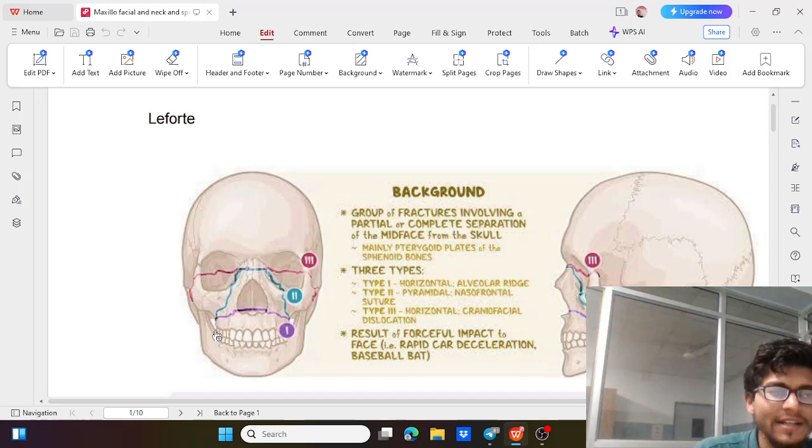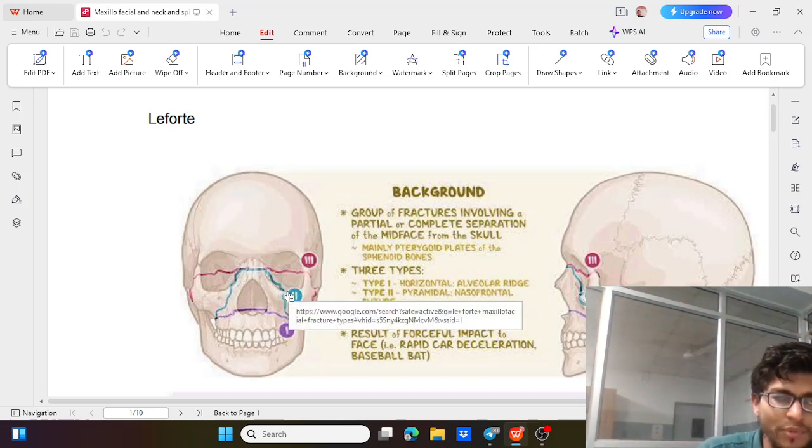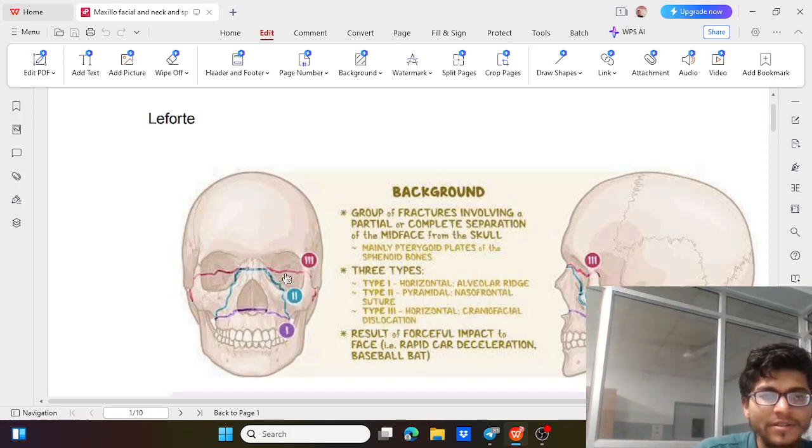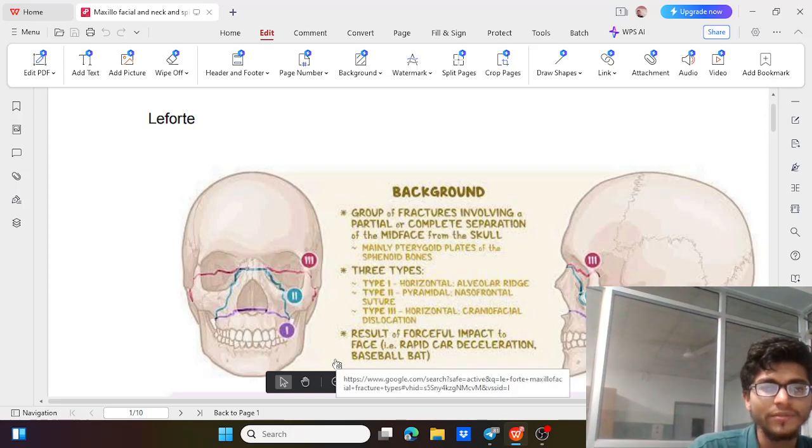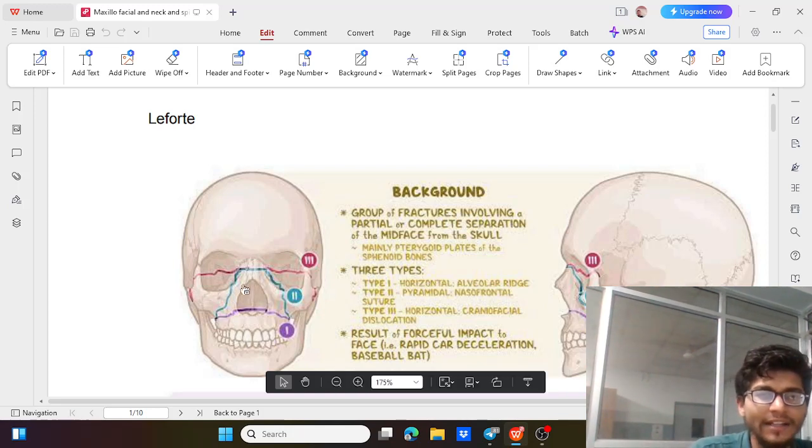So Le Fort 1 is the lower one, as we can see in the diagram. It is horizontal, at the level of the alveolar ridge. Then type 2 is like a pyramid, extending to the nasofrontal region, the frontonasal suture. And then type 3 is at the level of the orbits, a craniofacial dislocation.